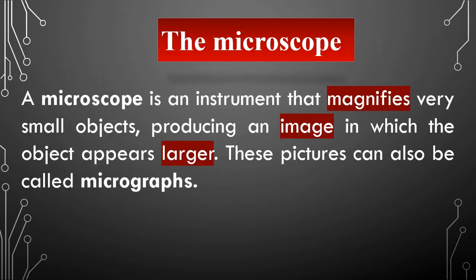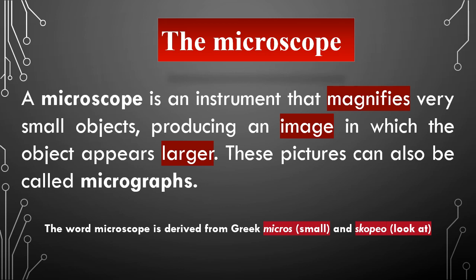The microscope is an instrument that magnifies very small objects, for example, cells, and it produces an image in which the objects appear larger. These pictures, produced by the microscope, can also be called micrographs. This means that the microscope helps us to see things that our naked eye can't see.